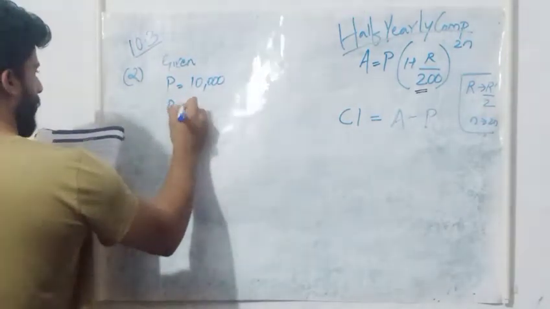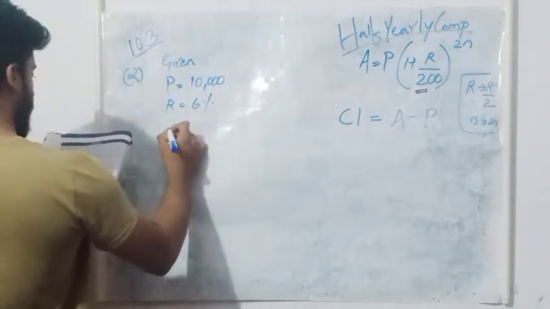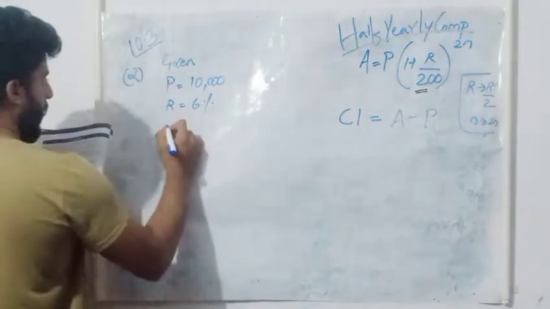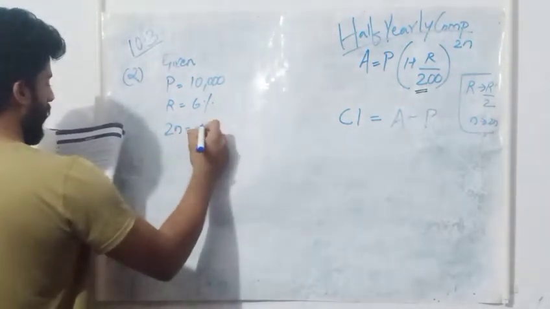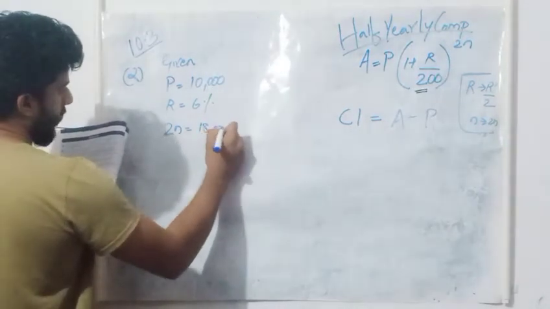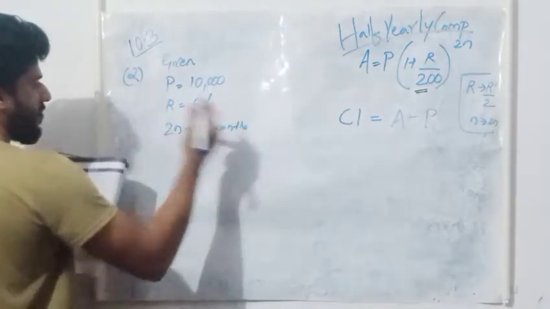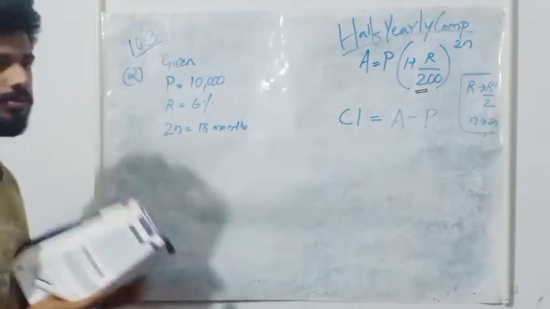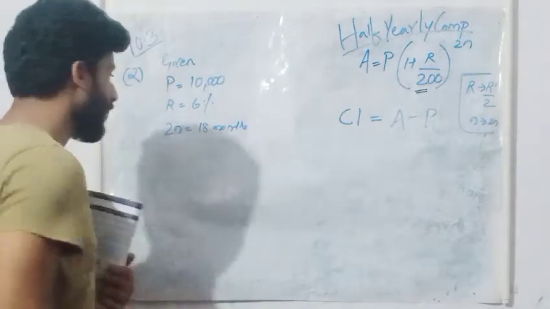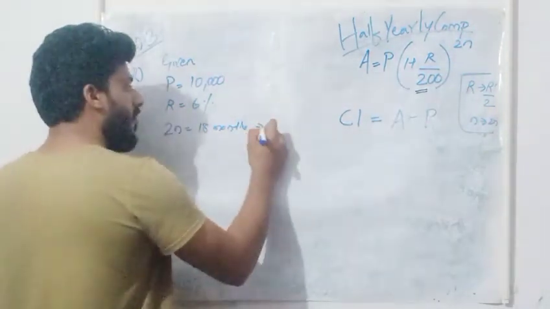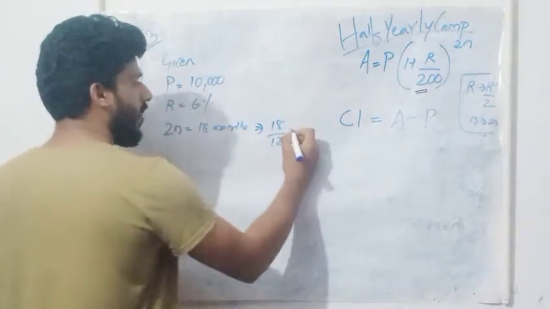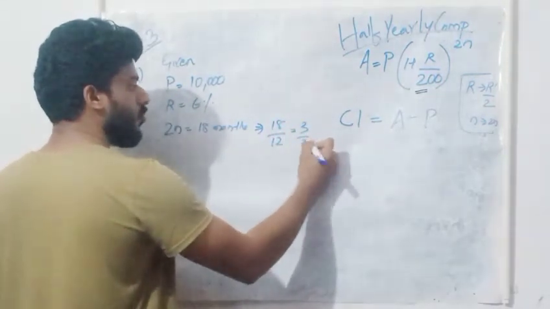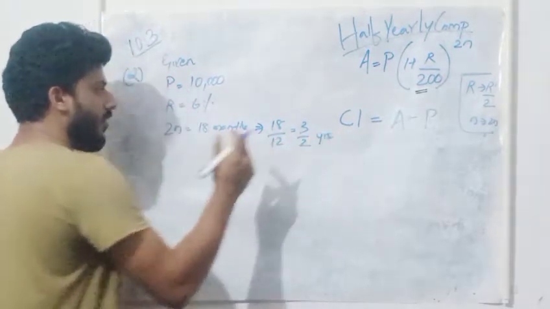R is given as 6%, and our time 2n is given as 18 months. So how can we solve this into our equation format? 18 months means 18 divided by 12 months, 12 months meaning 1 year. That will be 3 by 2 years.